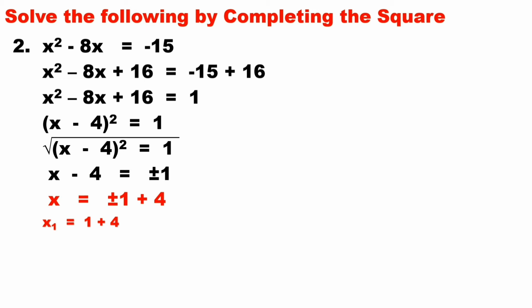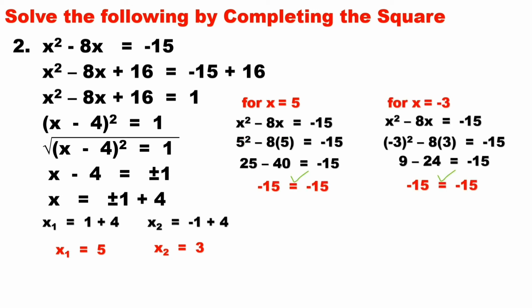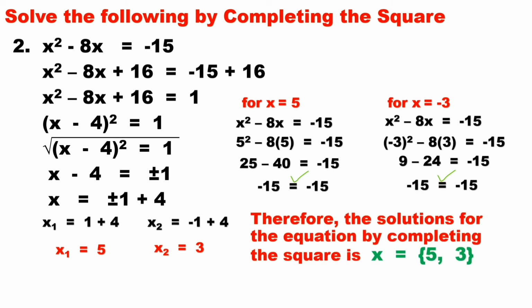To get the two values of x, x sub 1 equals 1 plus 4, x sub 2 equals negative 1 plus 4. 1 plus 4 equals 5, negative 1 plus 4 equals 3. To determine if 5 and 3 are solutions or not, substitute them to the original equation. And as you see the solutions on the screen, both of them hold true on the original equation. Therefore, we can now say that the solutions for the quadratic equation by completing the square are 5 and 3.